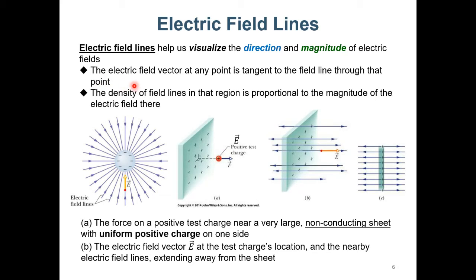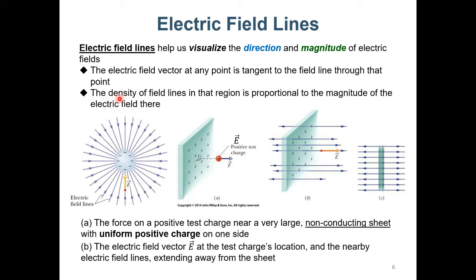In Chinese, it's called 电场线的切线, the tangent of the field line, which is the direction of the electric field at that point. So the electric field vector at any point is tangent to the field line through that point.